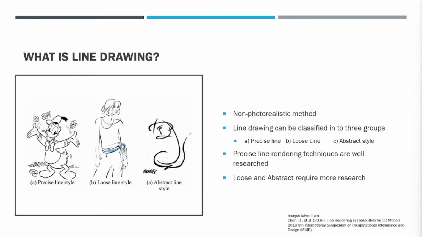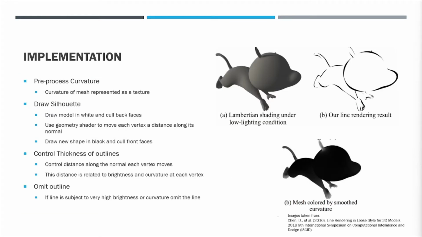this paper falls. For the technical implementation of this project, there are four stages: pre-processing the curvature, drawing the silhouette, controlling the thickness of this silhouette outline, and also omitting areas of this silhouette. In this project, the pre-processed curvature is represented as a texture. An example of this can be seen on the right. This bottom image on the right was taken directly from the paper and identifies areas of high curvature and low curvature, black being areas of low curvature and white being areas of highest curvature.